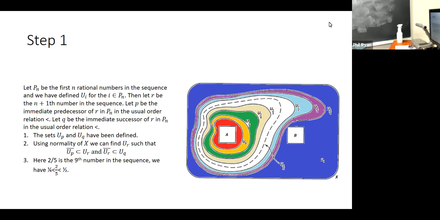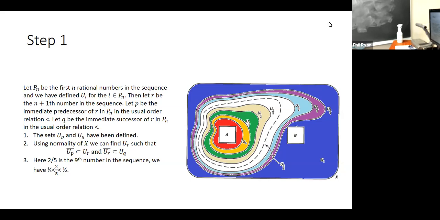Okay, so if we let Pn be the first n rational numbers in the sequence. Notice we could have used a different sequence, of course. And in fact, we don't need to use the rational numbers. We could use any countable dense set. So let's say for the first n rational numbers, we've found our U_p for each of those. And let R be the next number in the sequence.